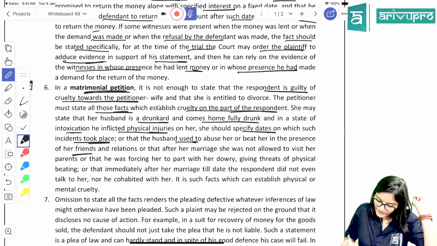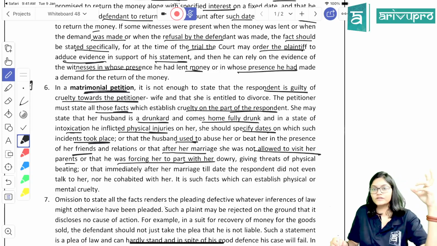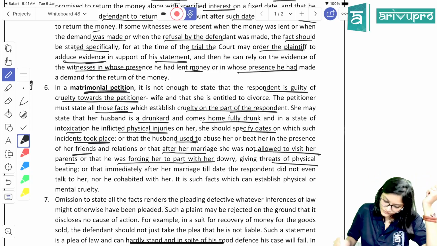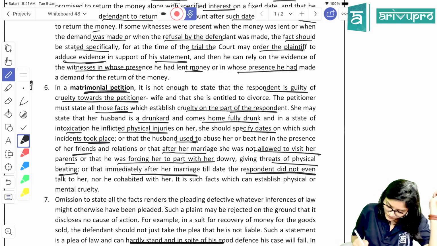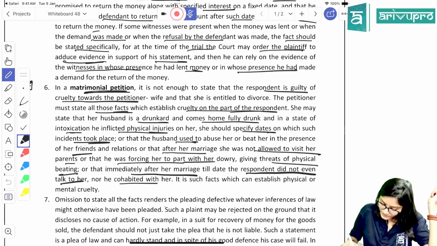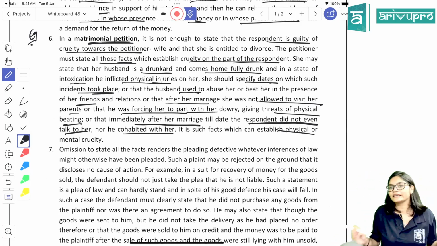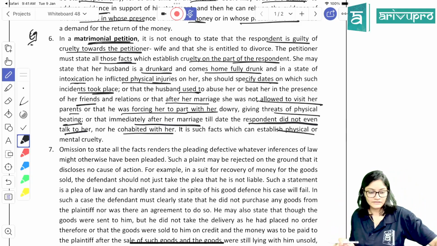Or that after her marriage she was not allowed to visit her parents, or that he was forcing her to part with her dowry. Whatever reasons are there why you want the divorce, right? Giving threats of physical beating, or that immediately after her marriage till date the respondent did not even talk to her, nor did he cohabit with her. It is such facts which can establish physical or mental cruelty, right? Which can show that yes, physical cruelty was there. Done?